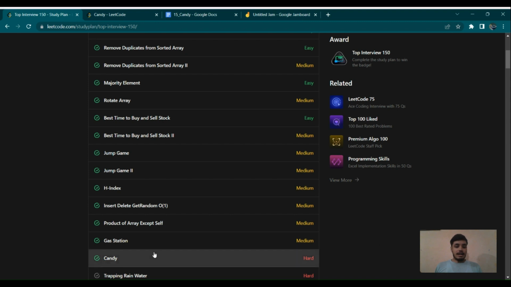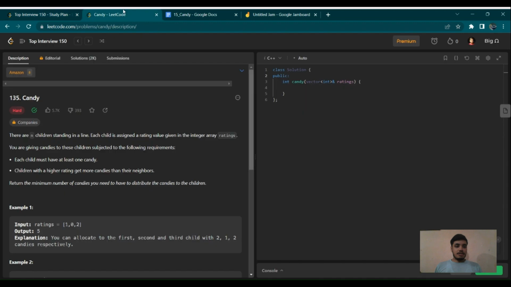And the question is Candy. So, let's understand this question. The question states that there are n children standing in a line. Each child is assigned a rating value given in the integer array ratings. And you are giving candies to these children subject to the following requirements. First requirement is each child must have at least one candy, and the second requirement is children with a higher rating get more candies than their neighbors.